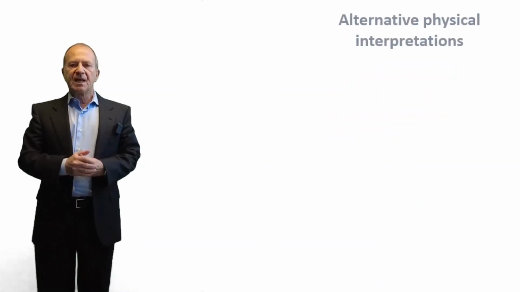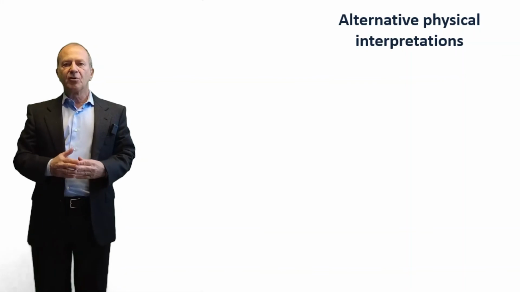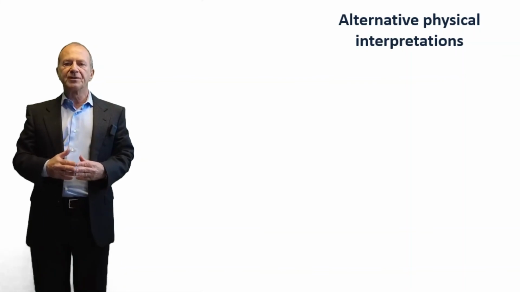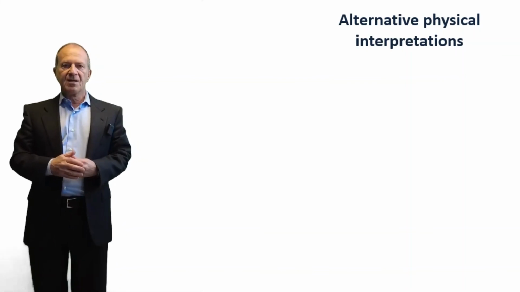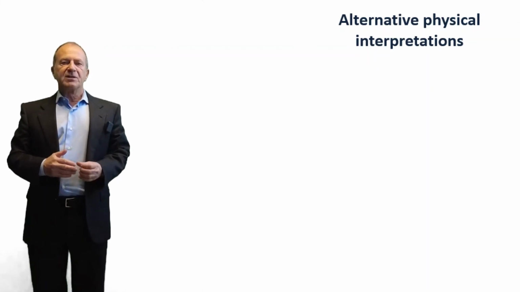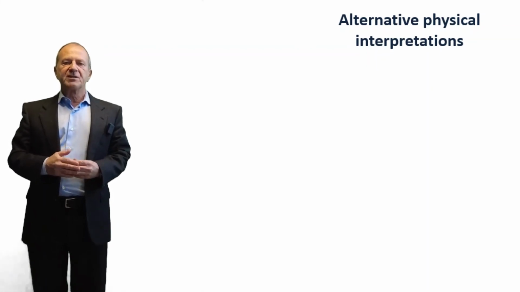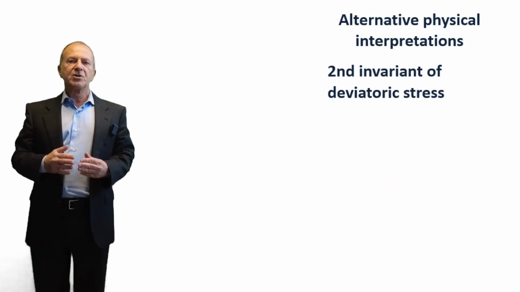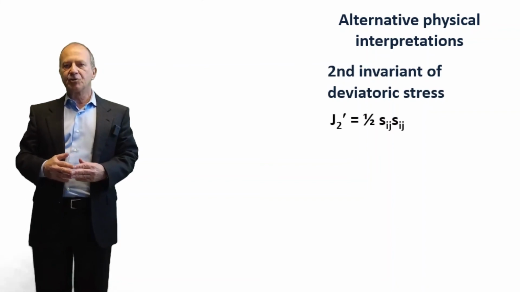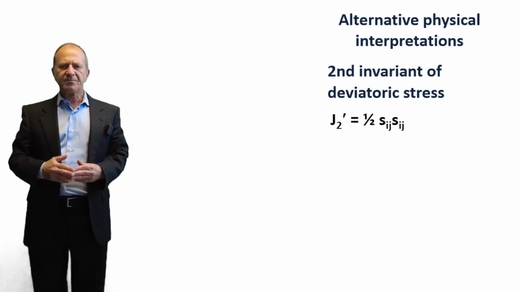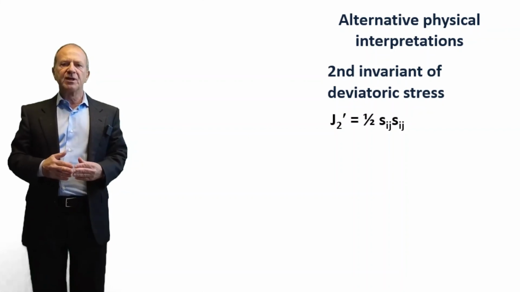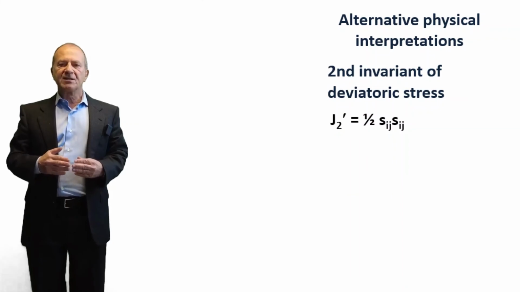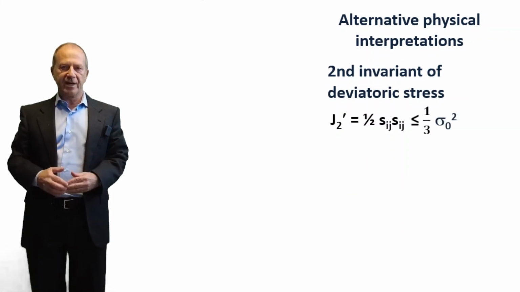To conclude this subject, it is worth mentioning that von Mises criterion has also different physical interpretations. Maybe the most common interpretation is that von Mises criterion is actually a limitation of the second invariant of the deviatoric stress J'2, which is given by 1/2 of Sij Sij. Apparently, J'2 is proportional to the distortion strain energy density and must not exceed 1/3 of sigma 0 squared.